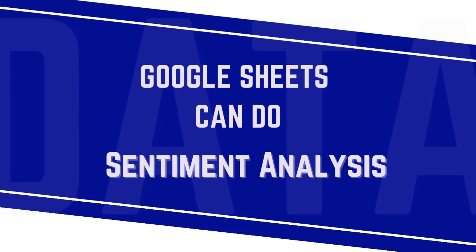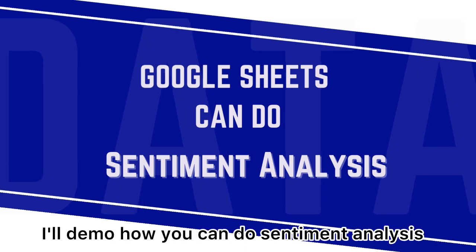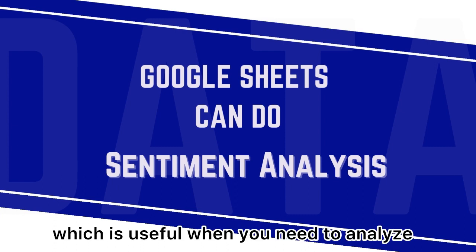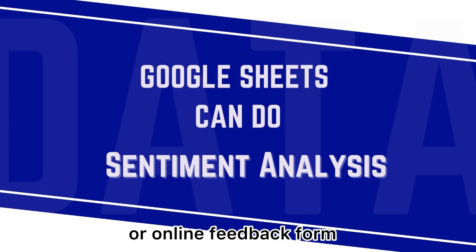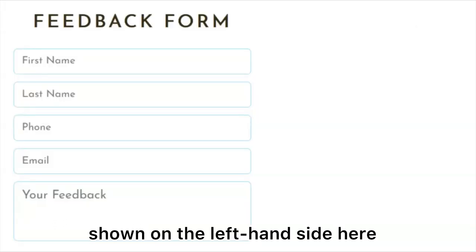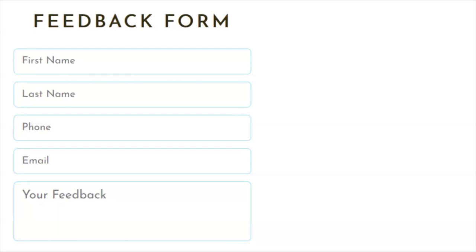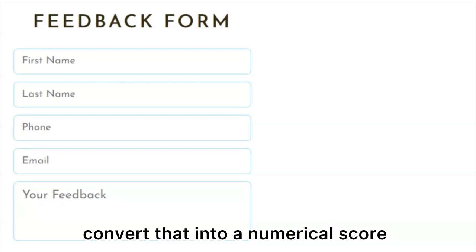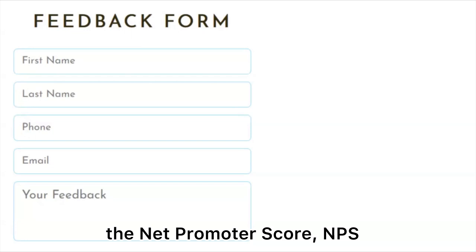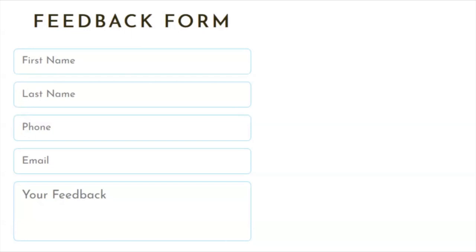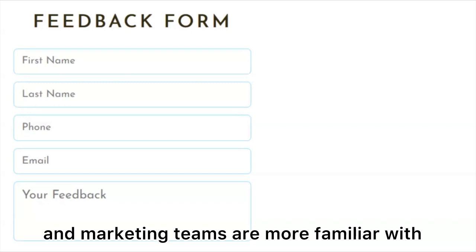In this video, I'll demo how you can do sentiment analysis, which is useful when you need to analyze a block of free text, like tweets, user reviews, or online feedback forms shown on the left-hand side here, and convert that into a numerical score. For example, the Net Promoter Score, NPS, which is what business leaders and marketing teams are more familiar with.